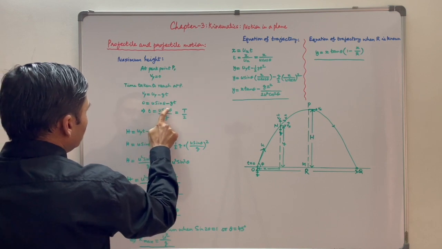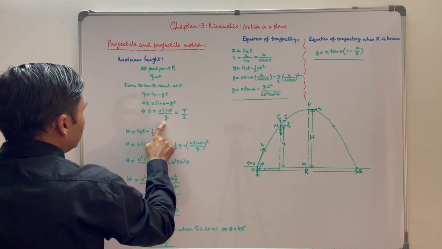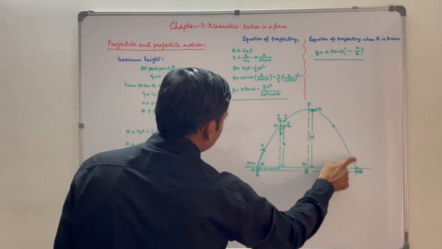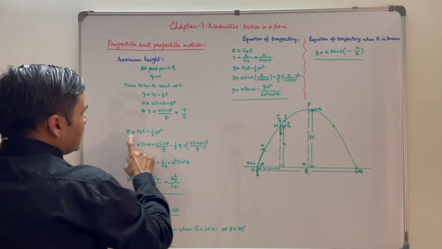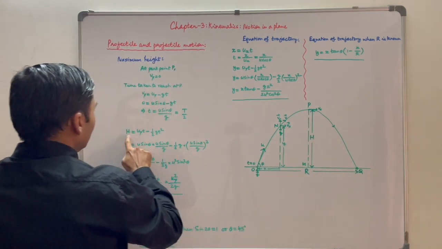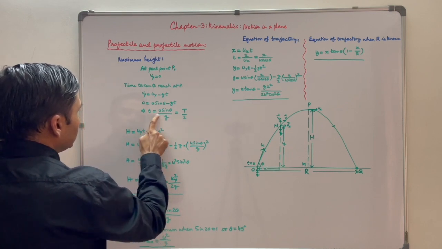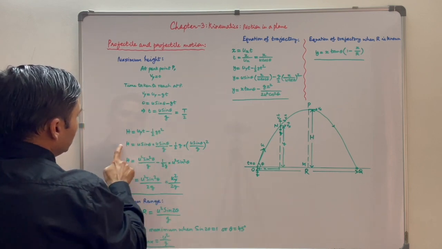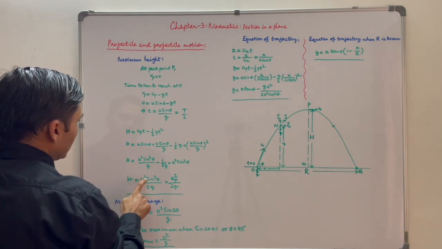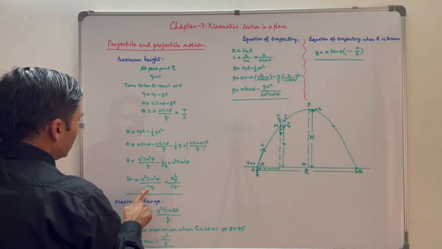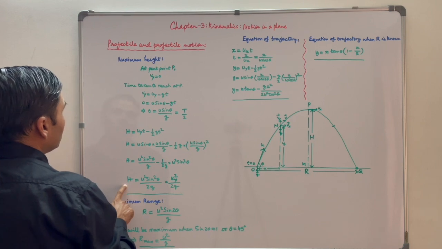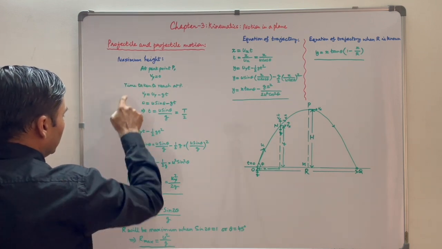So t is equal to u sine theta upon g. This is half of the total time taken. Vertical displacement h is equal to u_y t minus half g t square. Put the value of t as u sine theta upon g. So h comes out to be u square sine square theta upon 2g. This is the formula for calculation of maximum height.